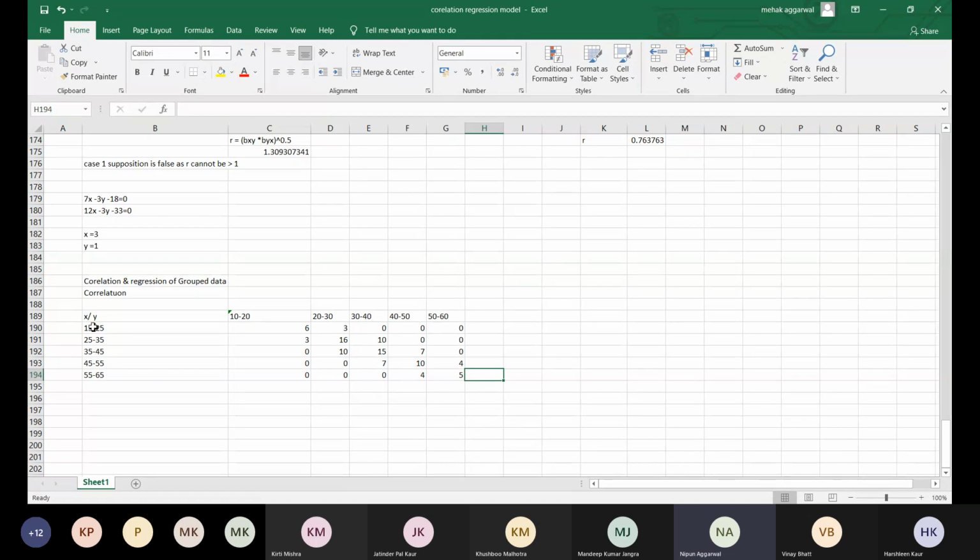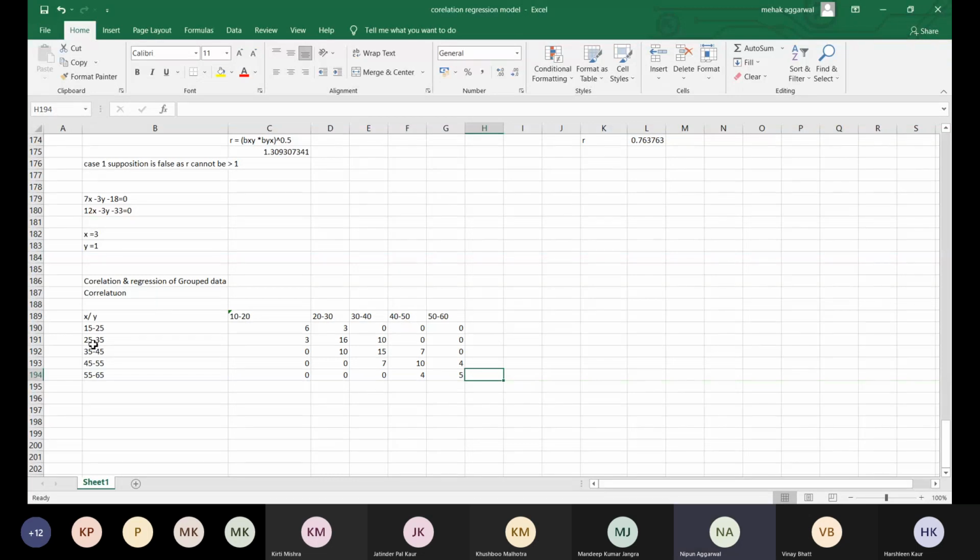So the data is saying that in the age group of 15 to 25, there will be 6 individuals who have a salary of 10,000 to 20,000, and 3 individuals in the salary group of 20,000 to 30,000. There will be no individuals in the age group of 15 to 25 who have a salary greater than 30,000. So that's why they're all zeros.